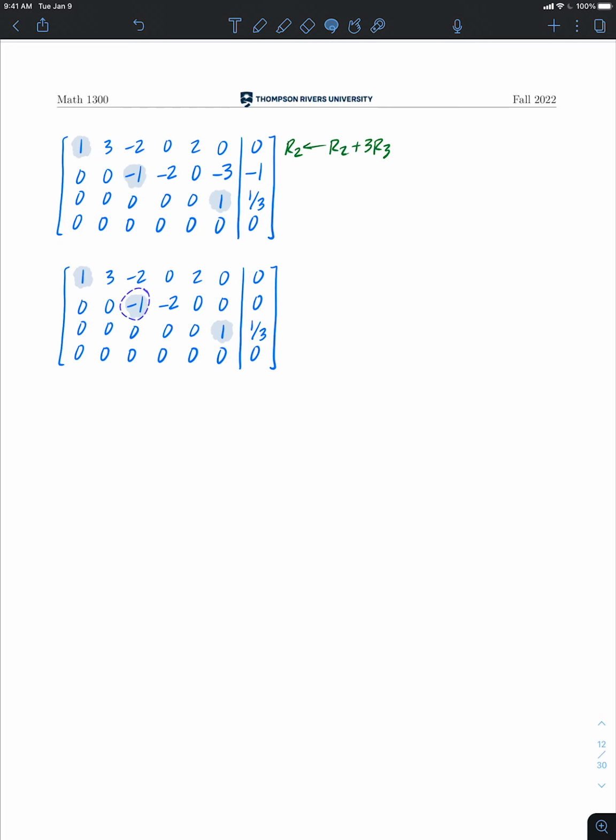Now we can go to this pivot. So that needs to be turned into 1, first of all, and then all the non-zero entries above it must be cleared out and turned into 0. So let's start by turning that -1 into a positive 1. So we'll take row 2, just flip the sign of every entry in that row.